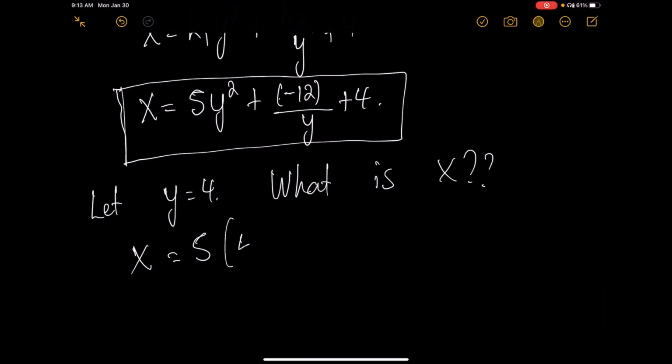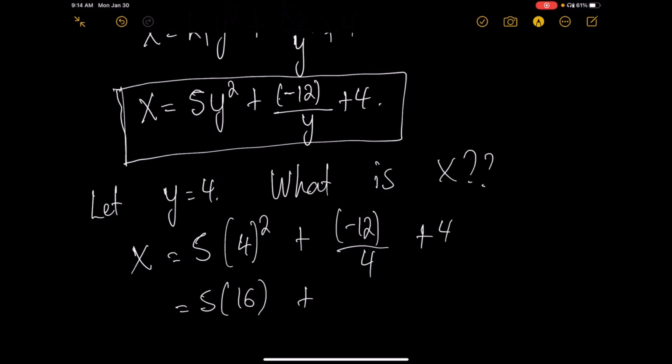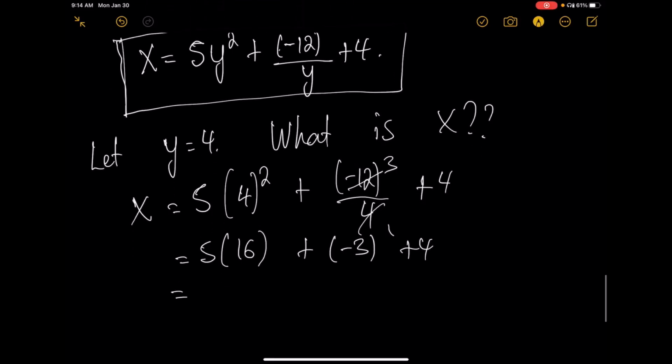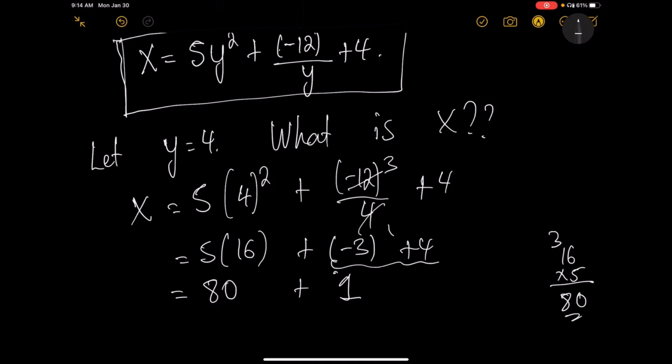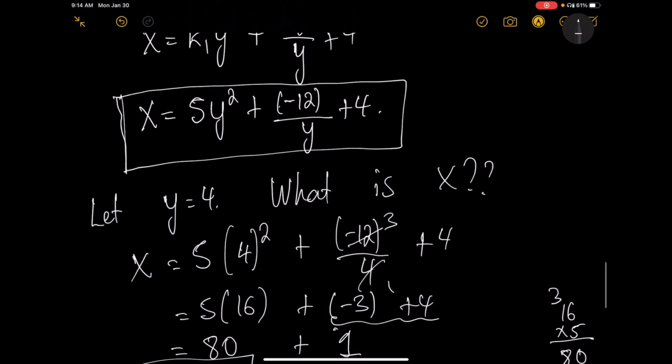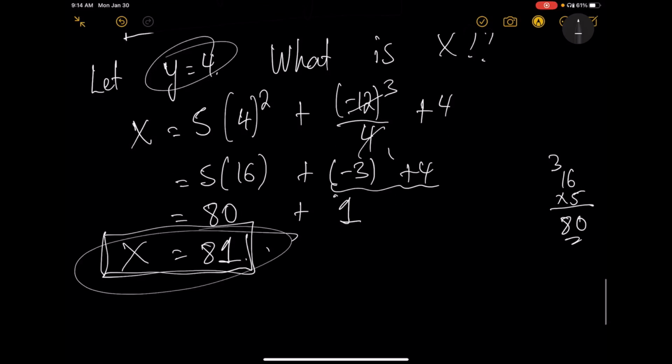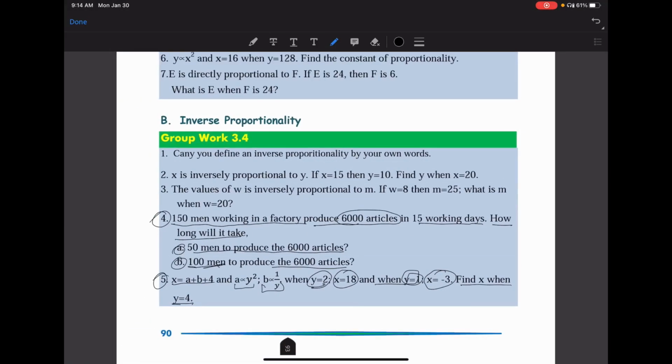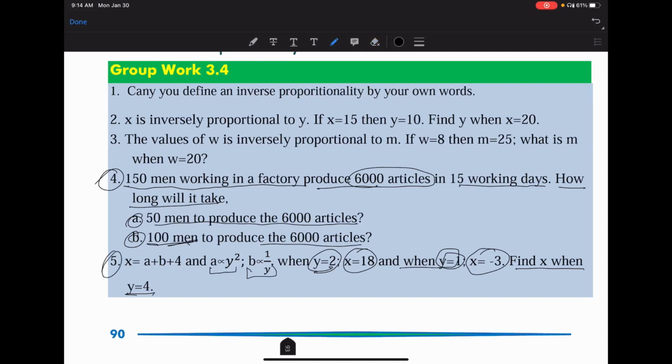5 times 4 squared plus negative 12 over 4, plus 4, which is equal to 5 times 4 squared, that is 16, plus negative 12 over 4, which is negative 3, plus 4. 16 times 5 is 80, plus 4, plus negative 3, that is positive 1, which is equal to 81. So x is equal to 81. When y is equal to 4, the value of x is 81. So we have answered question number 5. Yes, it is tough, I know, but we know that x is equal to 81.